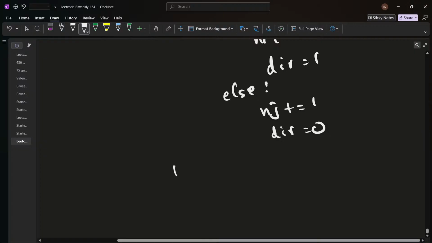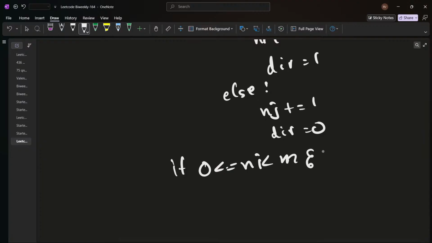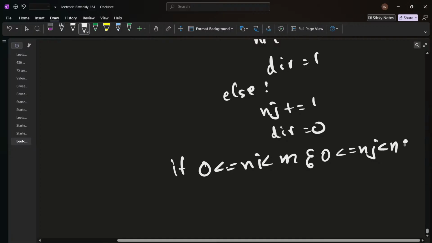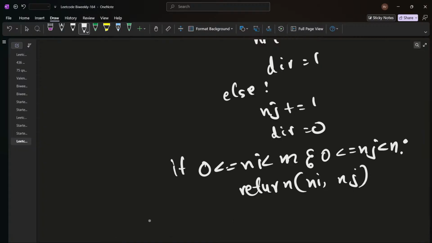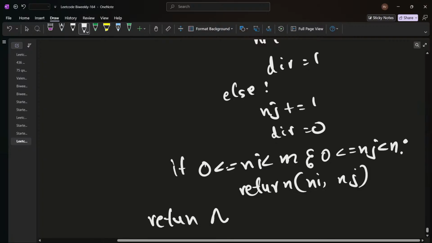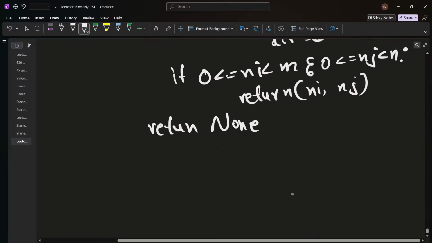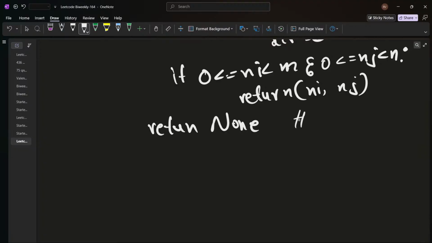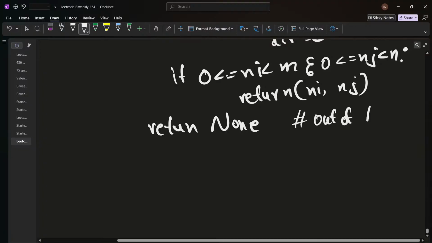Now if 0 smaller than or equal to ni less than m and 0 lesser than or equal to nj less than n, what I'll return? I'll return ni comma nj, and return none if out of bound. This is for out of bound.